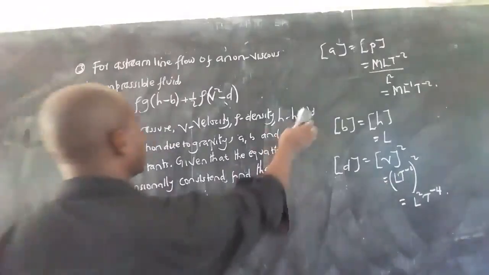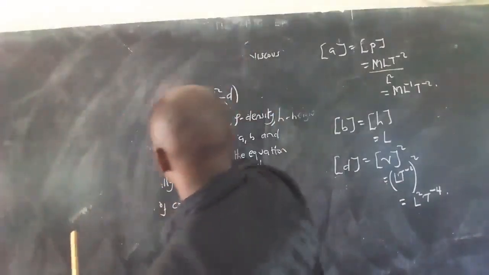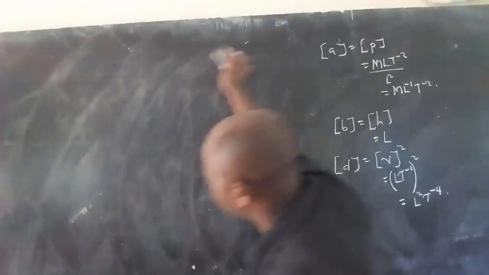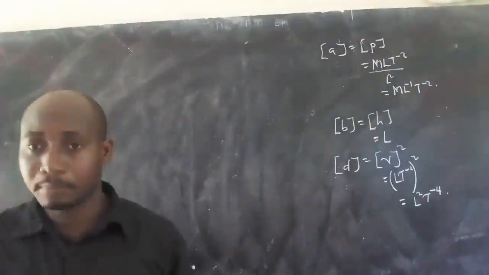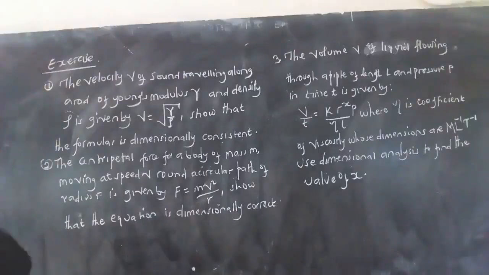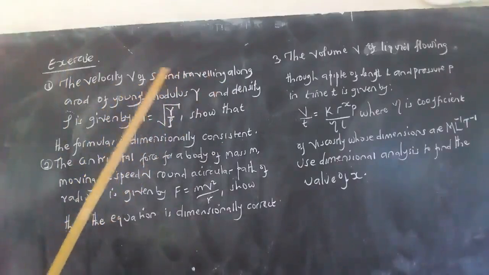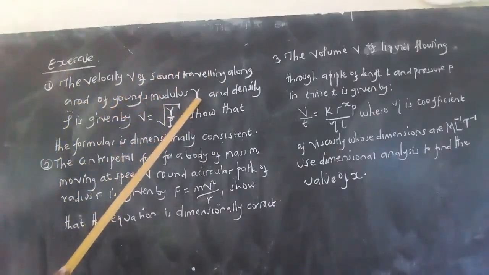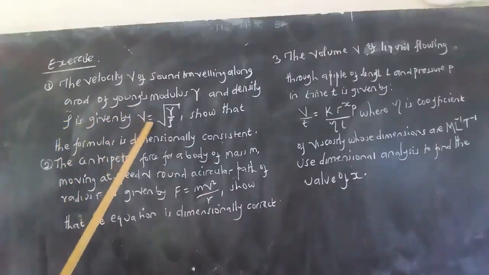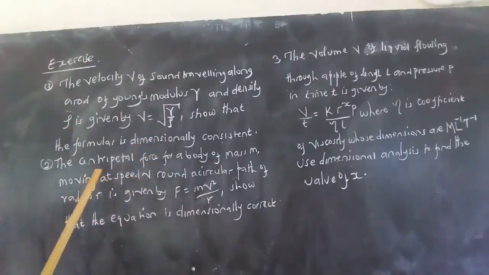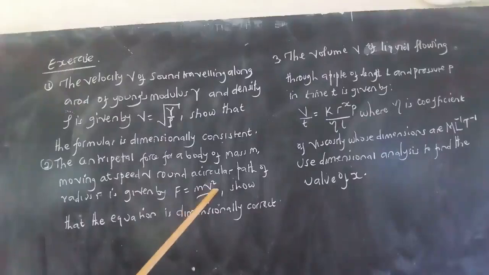So I can now put the exercise here. We have this as the exercise. The velocity v of sound traveling along a rod of Young's modulus Y and density ρ is this one. Show that this equation is dimensionally correct. Also, this one says that the centripetal force is given by this one, where m is mass, v is the velocity or speed, and r is the radius of the circular path. Show that this equation is dimensionally correct.